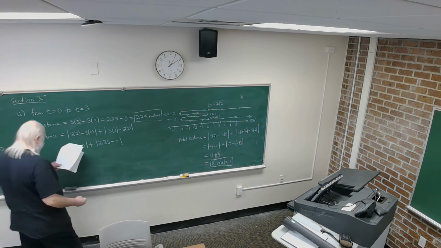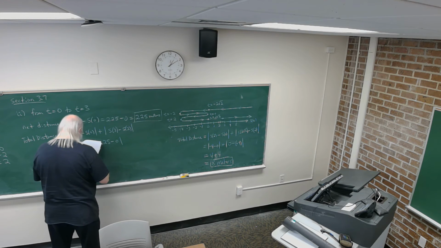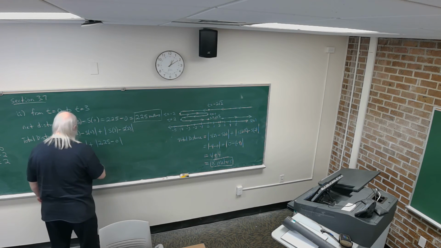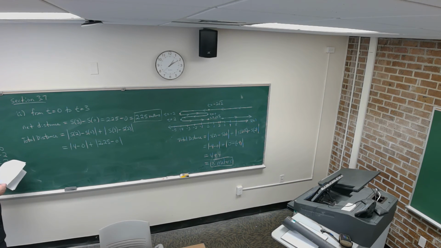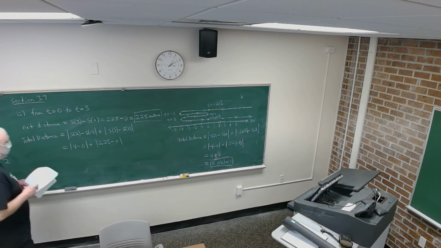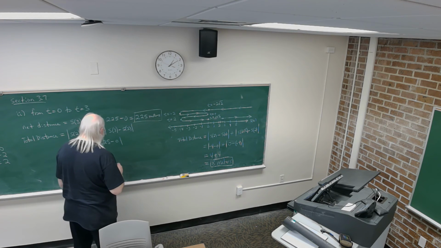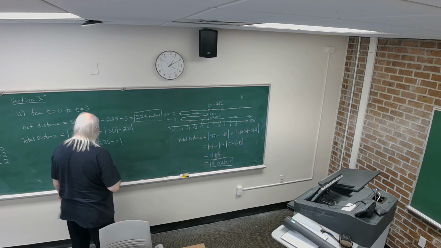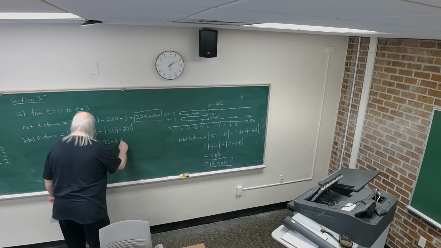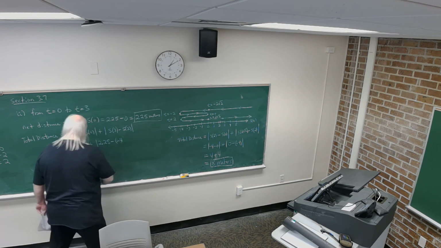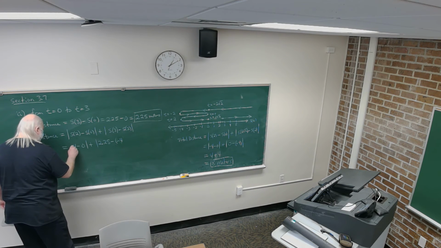That can't be right. It's got to be 4, right? What did I do wrong? Oh. S of 2 is negative 4. And this should be S of 3 minus S of 2, right? Hold on a second. S of 2 is negative 4, right? S of 2 is minus 4. Easy, I got confused.